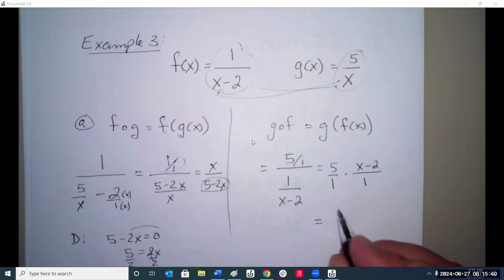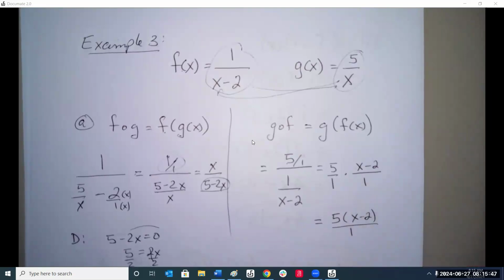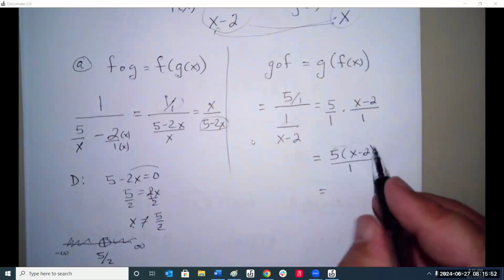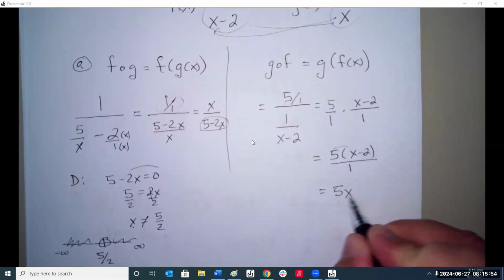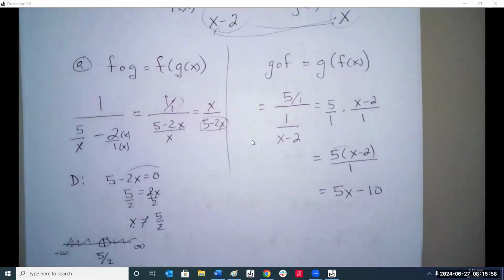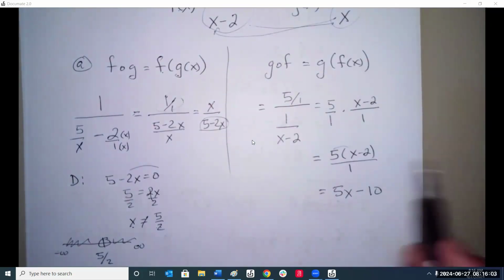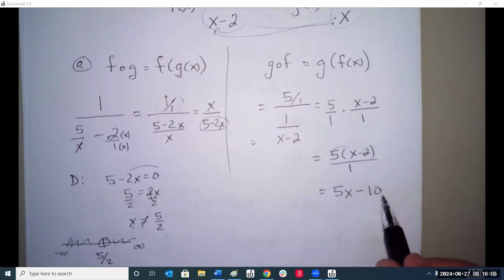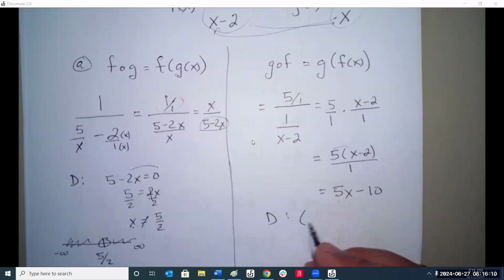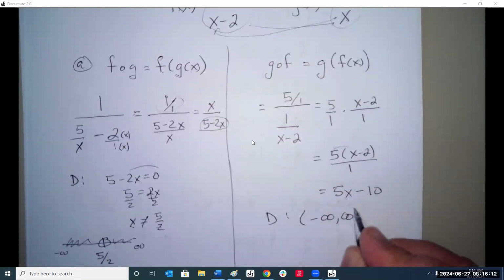The top is 5 times x minus 2. 1 times 1 is 1, so it's just nothing on the bottom. So we can distribute the top, we get 5x minus 10. Because it's not a fraction, this is a linear equation, our domain is from negative infinity to positive infinity.